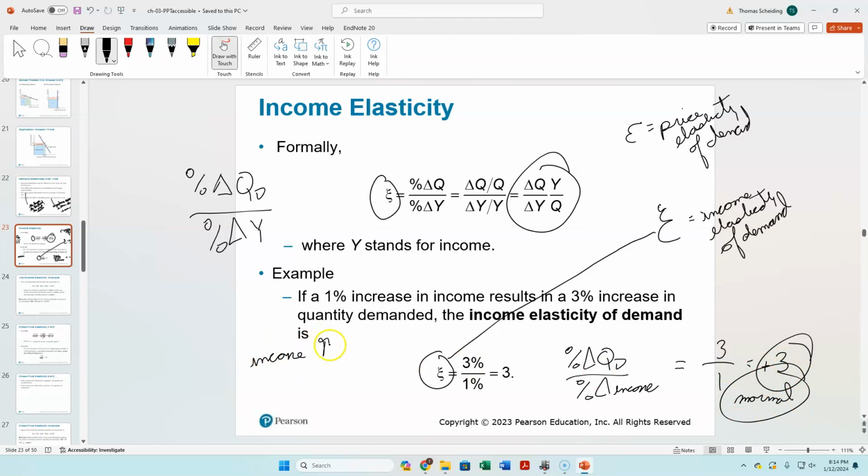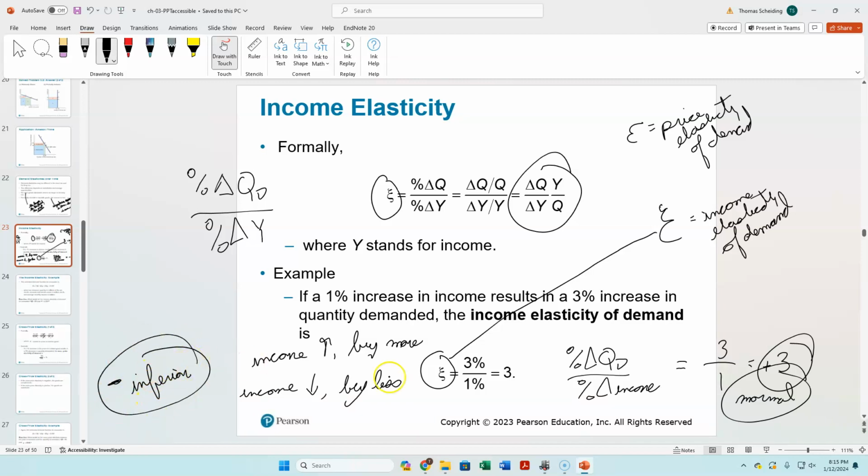When income goes up, people buy more. And when income goes down, people buy less. Not too unusual. If it's negative, then this would be what we call an inferior good.